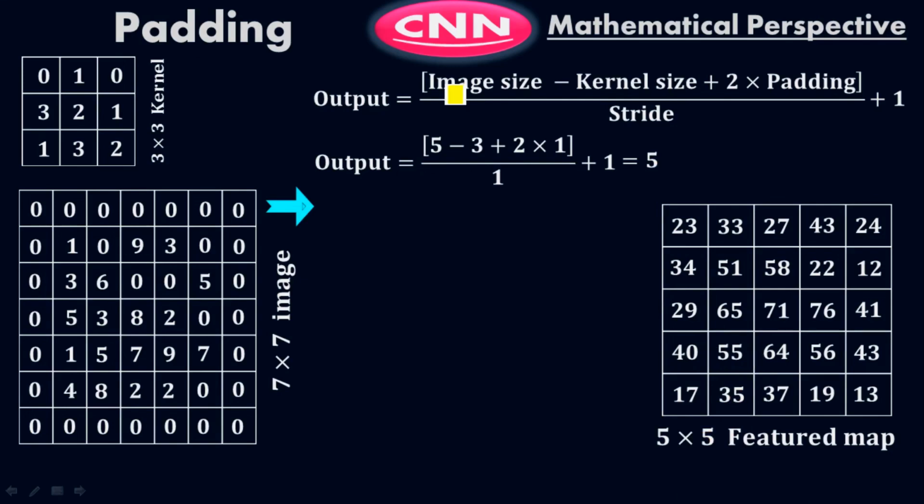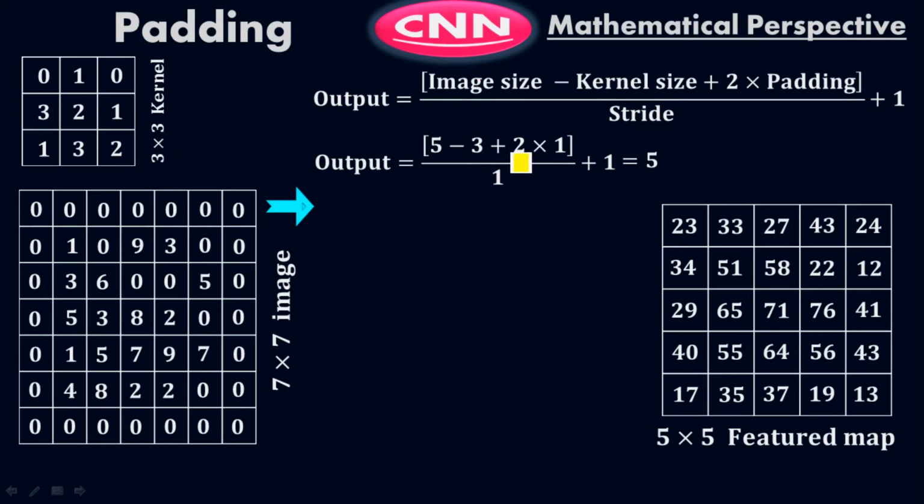It is a mathematical formula for the padding. Output equals to image size minus kernel size plus 2 times padding all over stride plus 1. Image size, the original image size is 5 by 5. Don't forget, my original size of the image is not 7 by 7. 7 by 7 is because of the extra pixel values that I've added here on the border. My original image size is from here up to here, which is 5 by 5. So I'm going to put 5 here for the image size, and the kernel or the filter size is 3. It is 3 by 3.